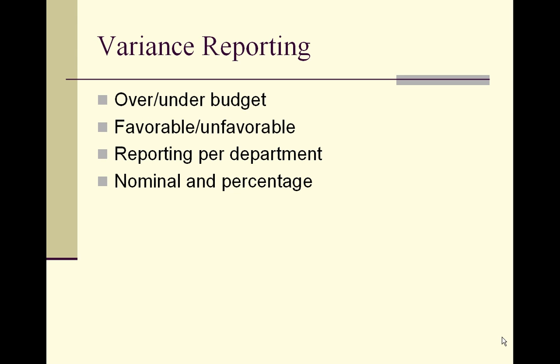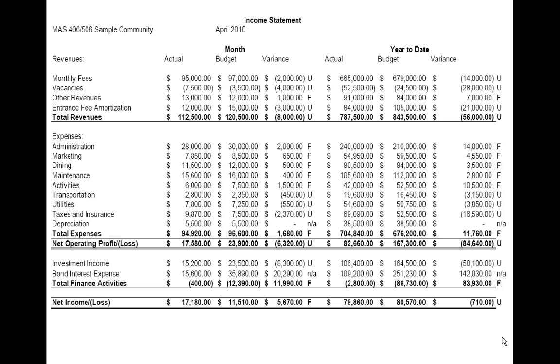There's reporting by department, for example, for the maintenance or the dining department. And variances can also be expressed in a percentage versus the nominal number. Here on this slide we see a sample income statement for our MAS 406506 sample community for April 2010. You see the revenue section. This should look familiar to some extent.